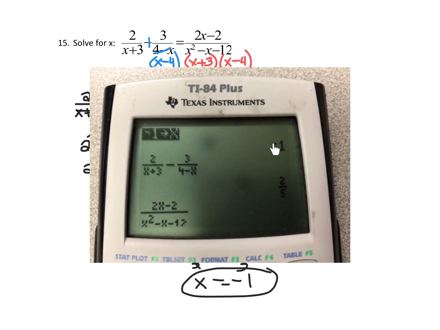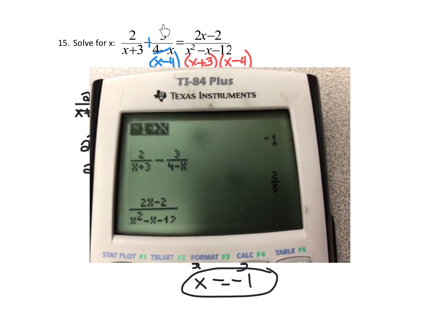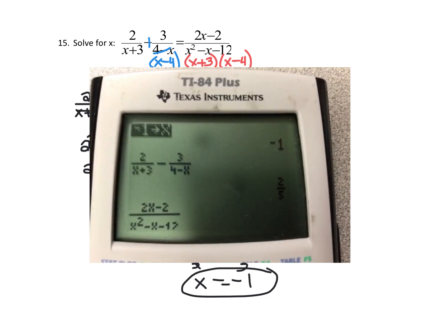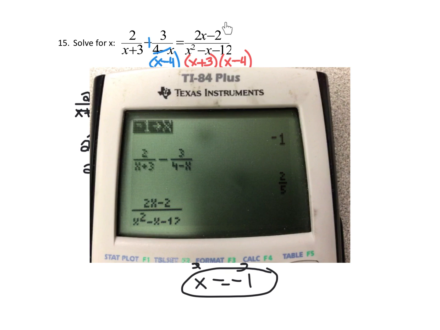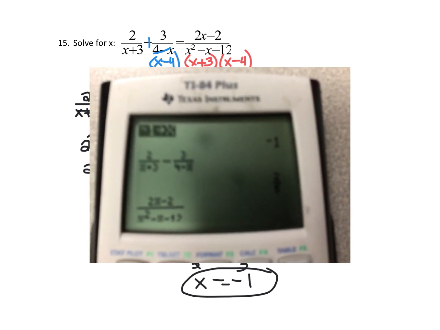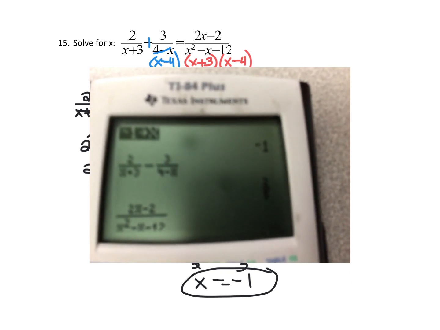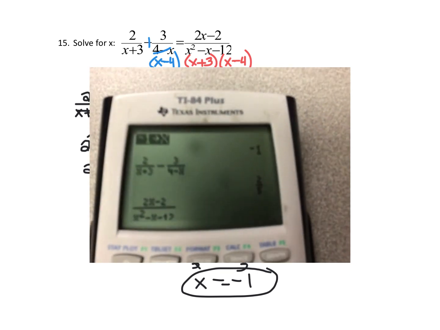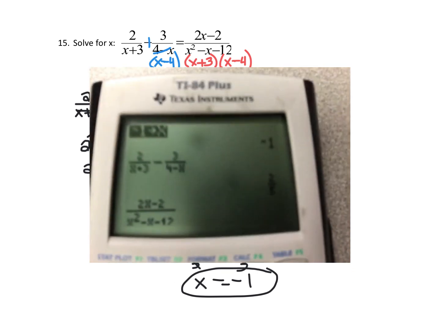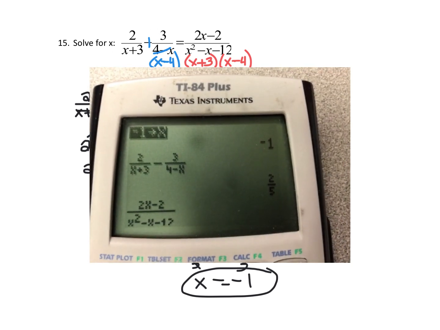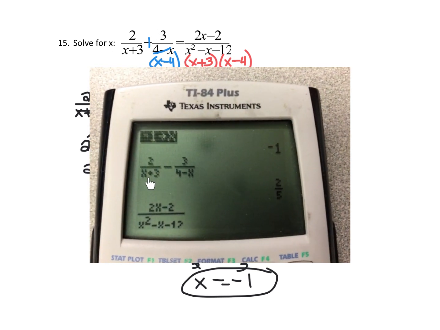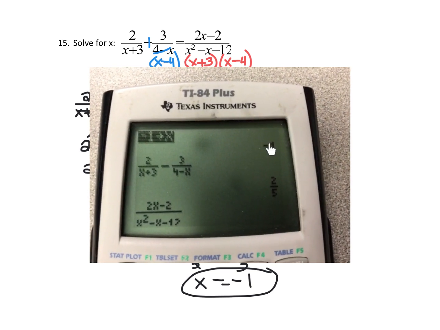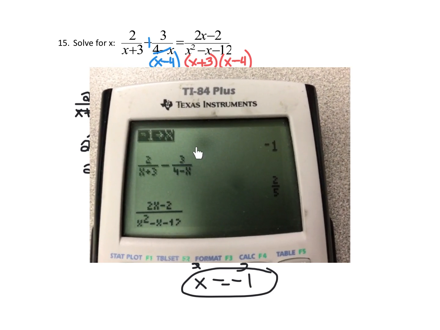Okay, so if this is the solution, what that means is if I plug in negative 1 to the left side of the equation, I should get the same exact value as when I plug in negative 1 to the right side of the equation. So always type in the original equation. So what I did here, sorry, again, I don't know why this is so blurry. Okay, I typed in the left side of the equation, the original, exactly like I saw, and hit enter, and it gave me 2/5.